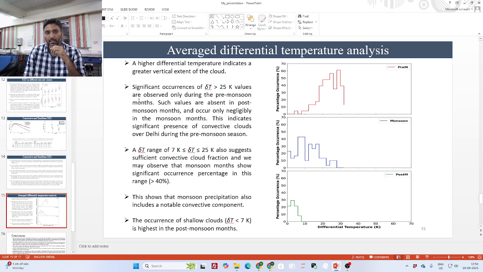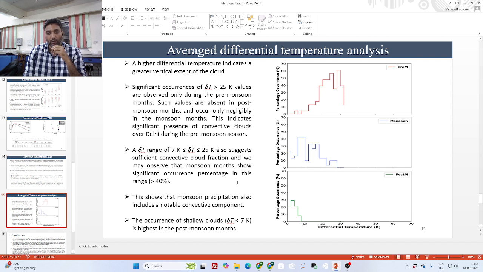First thing to note is that significant occurrence of delta T greater than 25 Kelvin, that is above this range, is observed only with the pre-monsoon here. Such values are absent in post-monsoon and occur only negligibly in monsoon. This indicates the most intense clouds with the greatest vertical extent. The tallest clouds over Delhi occur during the pre-monsoon season.